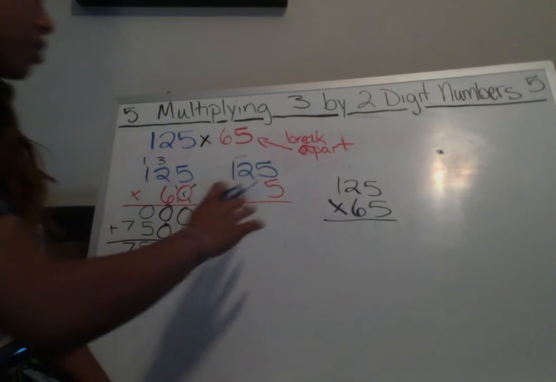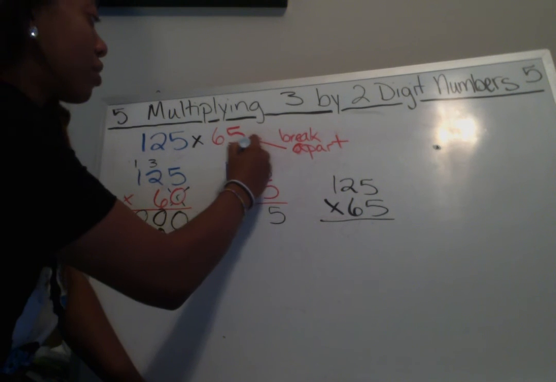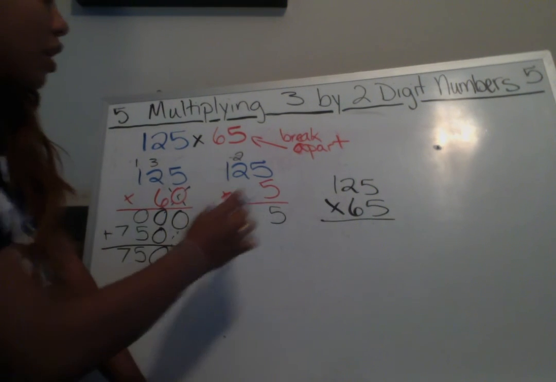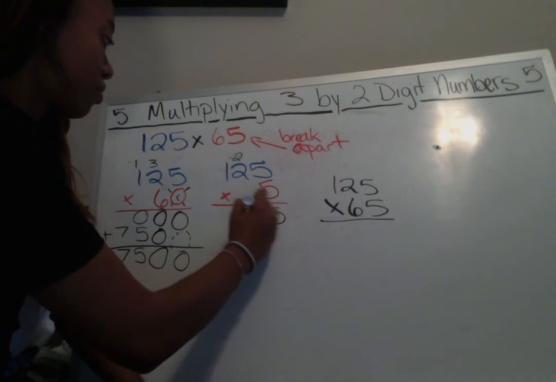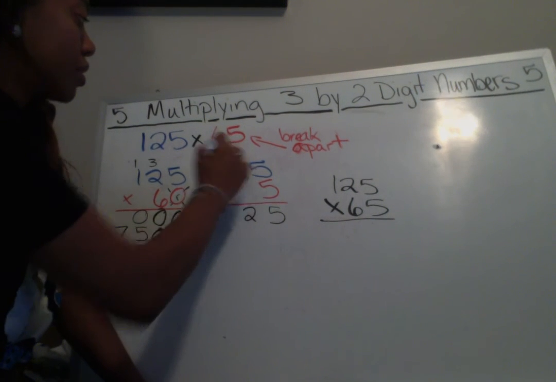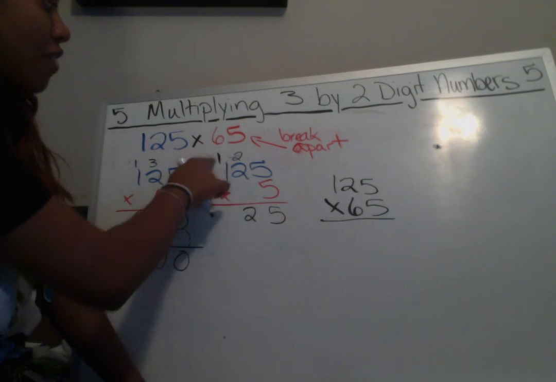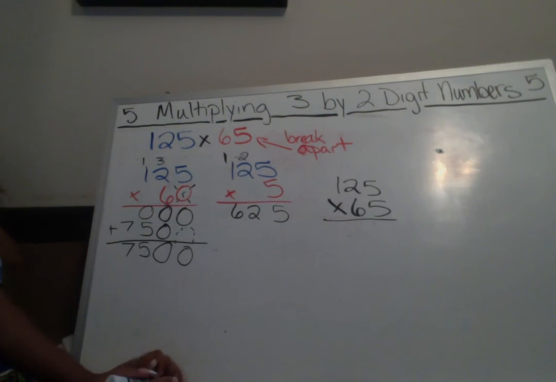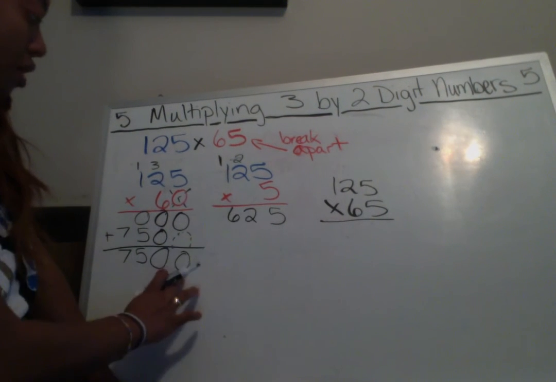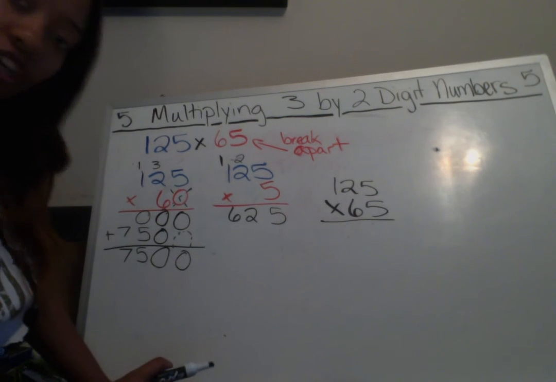The next one. 5 times 5 is 25. Carry your 2. 5 times 2 is 10, plus your 2 is 12. You still need that 1 up there. 5 times 1 is 5, plus that 1 is 6. So now you have these two answers right here. What do you think you're going to do with them?